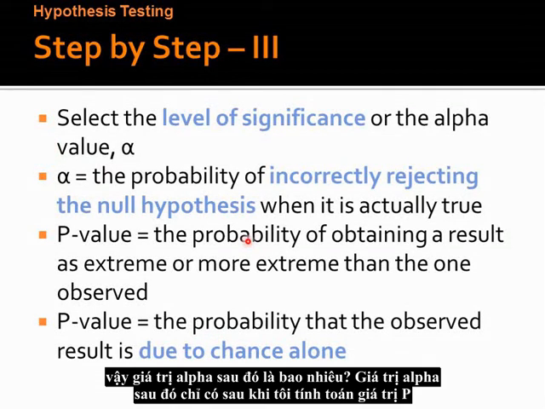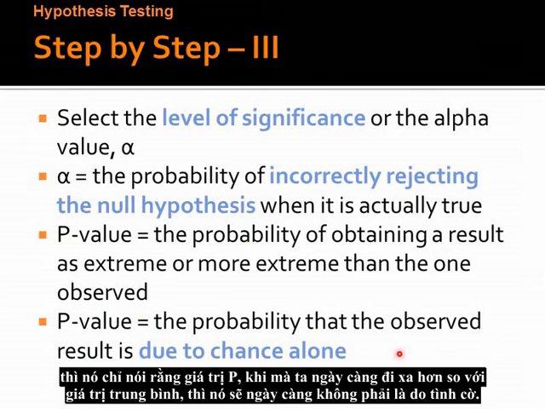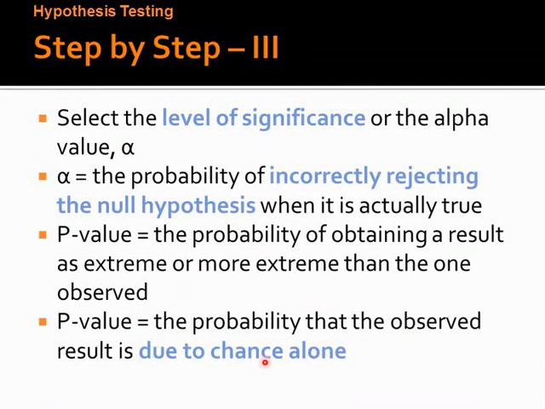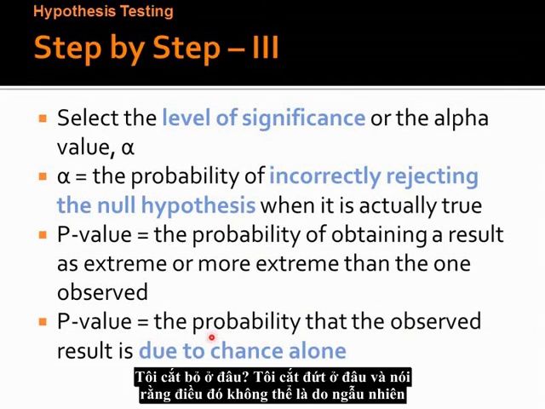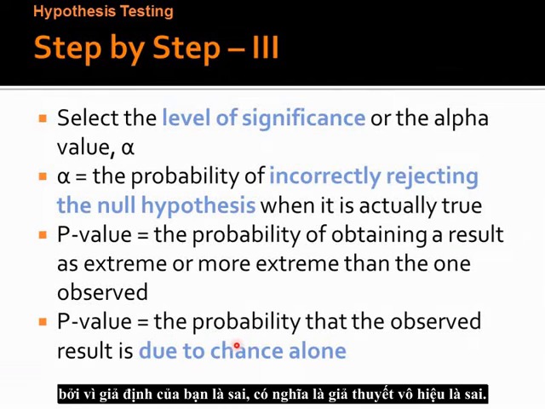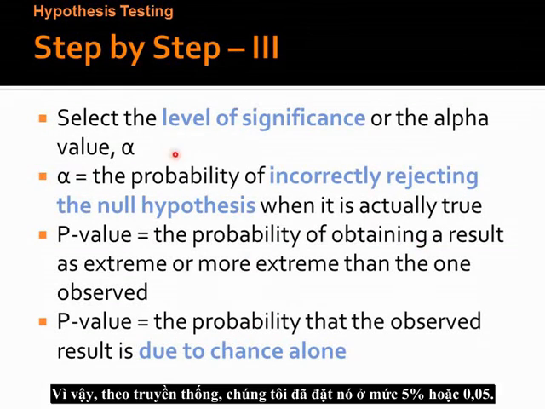Okay, so then what is the alpha value? The alpha value just says that after I've calculated the p-value, as you go further and further away from the mean, it is less and less likely that it's simply due to chance. Where do I cut off and say that it can't be due to chance? It must be because your assumption is wrong, meaning the null hypothesis is wrong. So by tradition, we've set it at 5% or 0.05.